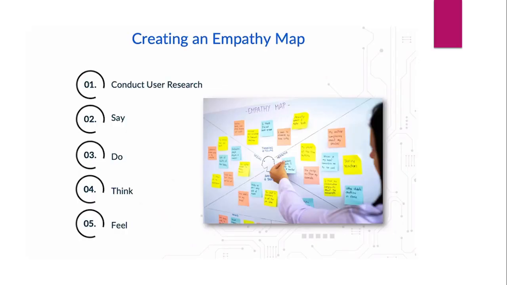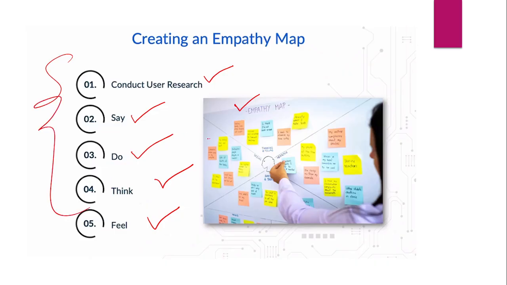Our next topic is creating an empathy map. So how to create the empathy map? The first step is to conduct user research. Next is say, do, think, and feel. These are the different steps you have to carry out to perform the empathy map.